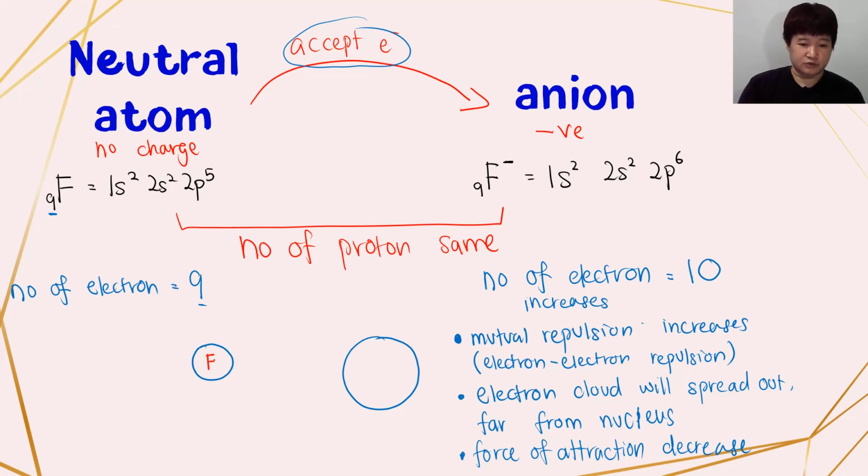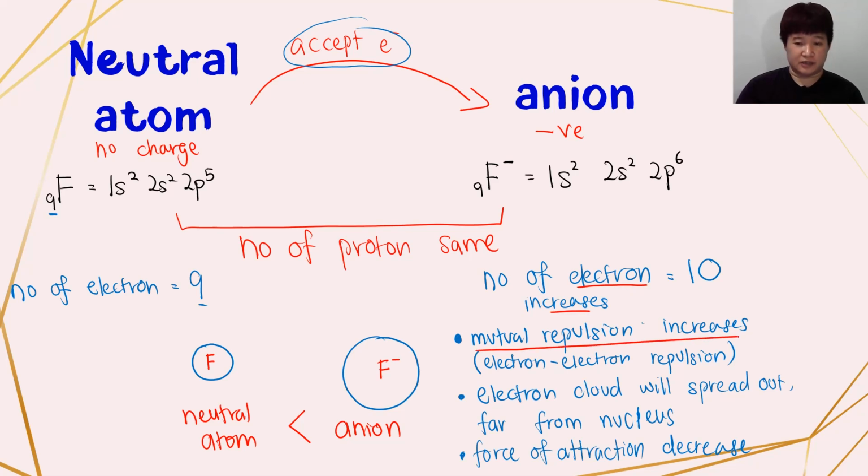That is your fluorine neutral, that will be your fluorine minus. Your anion will be bigger than the neutral atom. And all that is because the number of electrons increases, and therefore the mutual repulsion increases. And when the mutual repulsion increases, the electrons will move far from the nucleus, and therefore the force of attraction from the nucleus to the valence electron decreases. As a result, the size of the anion will be bigger than the neutral atom of the same species.